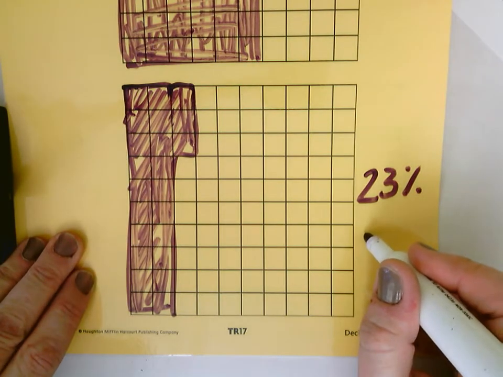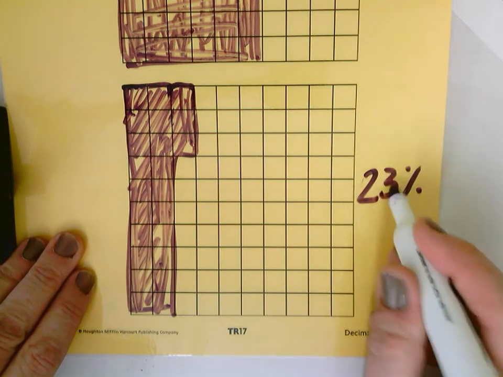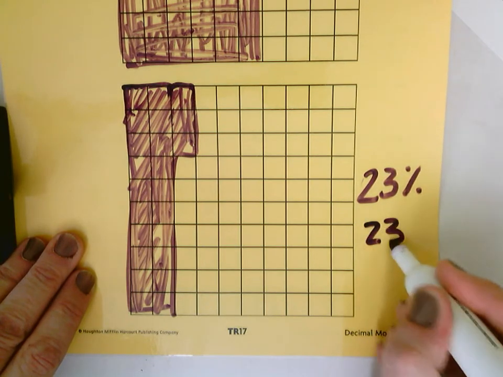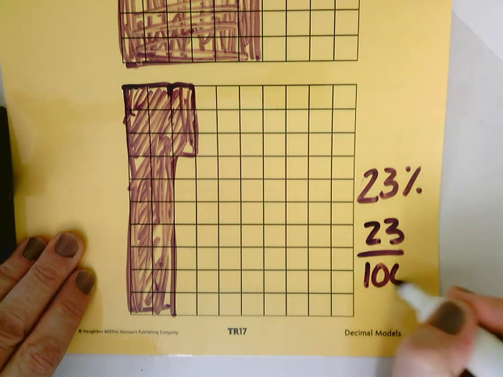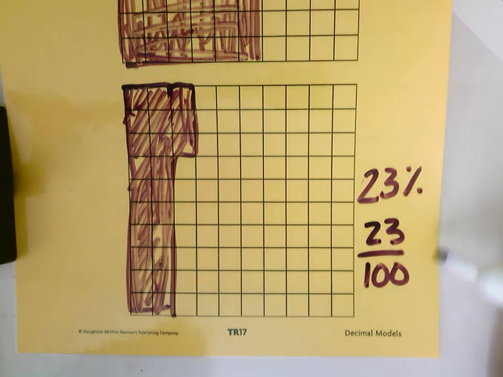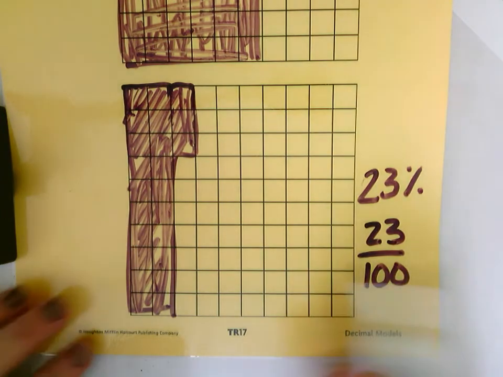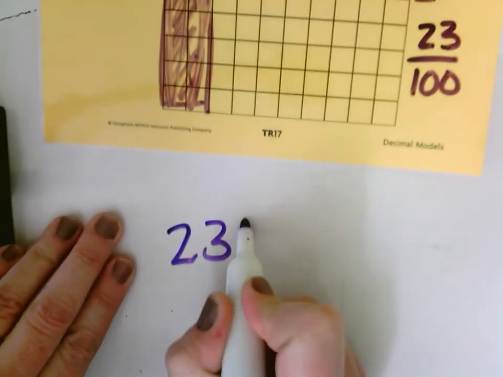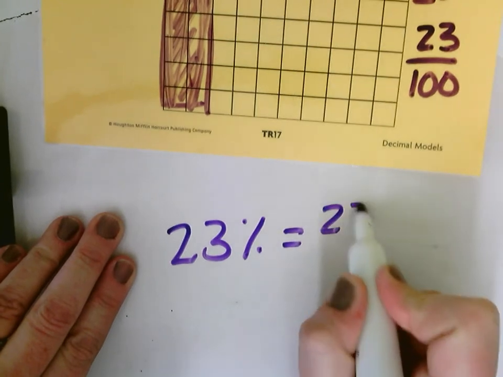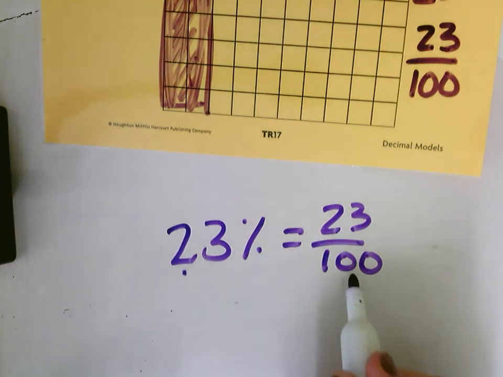I can write that as a fraction. When I put the part over the whole, 23 out of 100, so 23 over 100. Now, 23 and 100 do not have any common factors, so I cannot simplify this any further. You can always double check in your calculator, but we cannot simplify 23 100ths. So I can say that 23% is equal to 23 100ths as a fraction. All right, so we're going to work on changing some percents into fractions today.